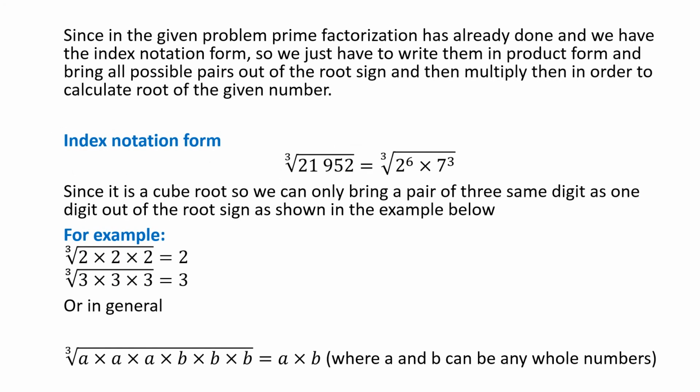Since in the given problem the prime factorization has already been done, and we have the index notation form, we just have to write them in product form, and bring all possible triplets out of the root sign, and then multiply them in order to calculate the root of the given number as shown in the example. Since it is a cube root, we can only bring a group of 3 same digits out of the root sign as one digit.